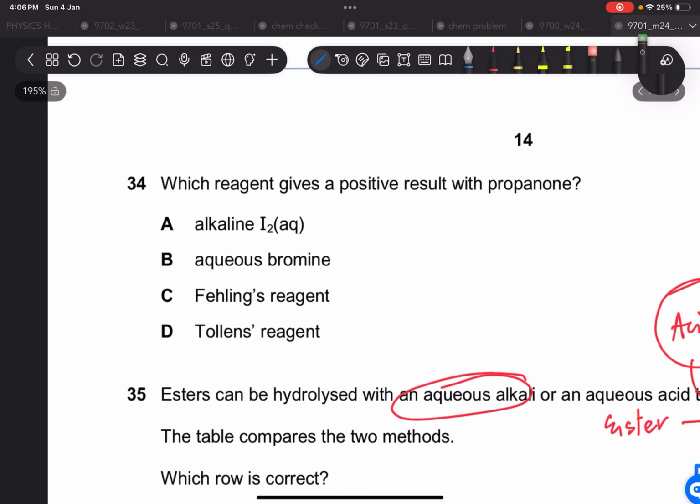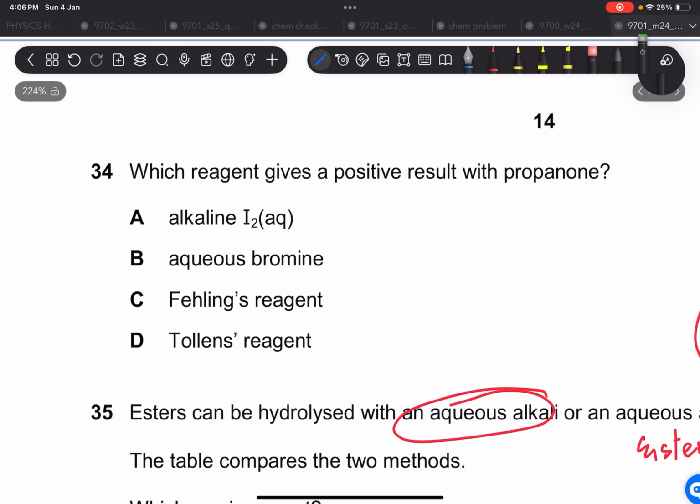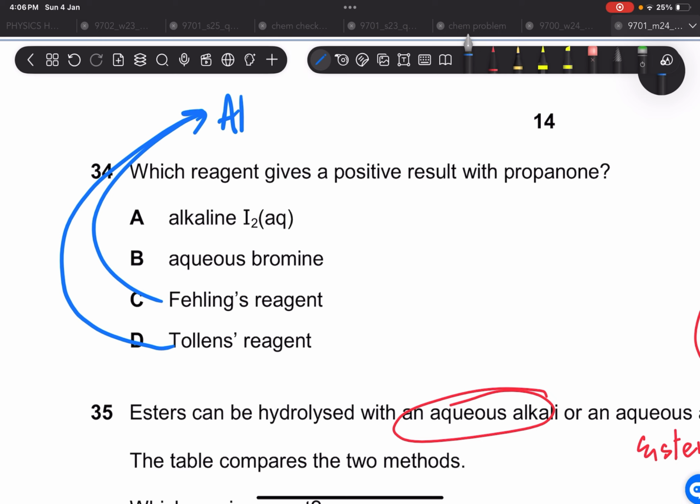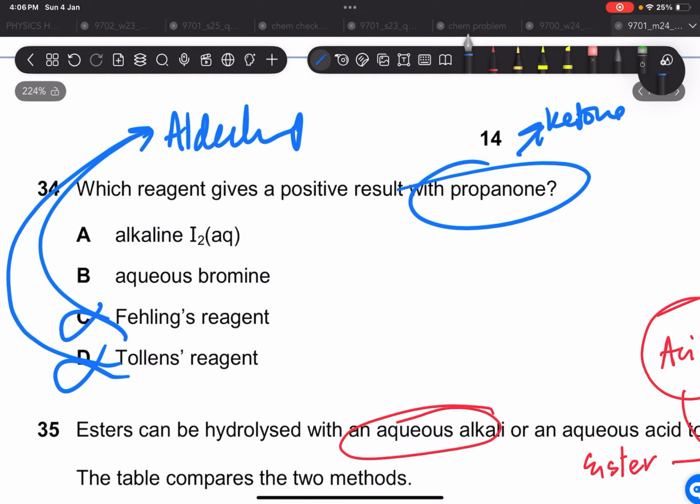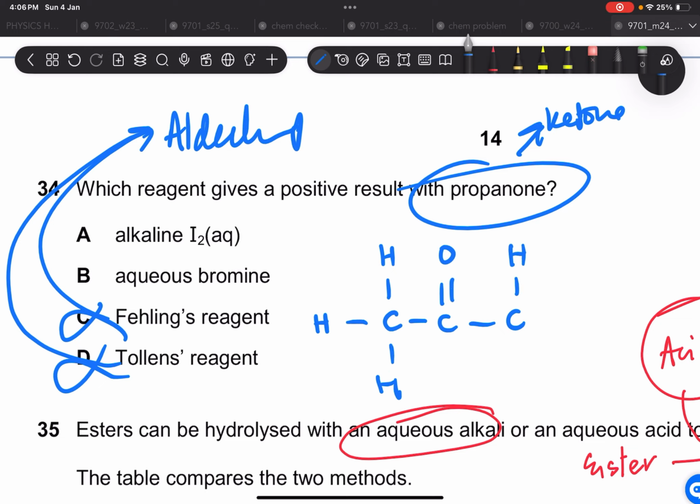Which reagent gives a positive result with propanone? Look, the reagents in C and D react with aldehydes. So definitely not C and D, because propanone is a ketone. Now let's draw the structure of propanone. Propanone is 3 carbons. The center one has a double bond to O. This has 3 H like this. It's obviously going to be alkaline I2.